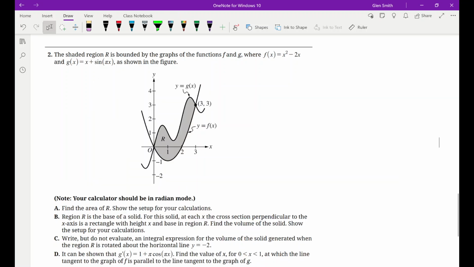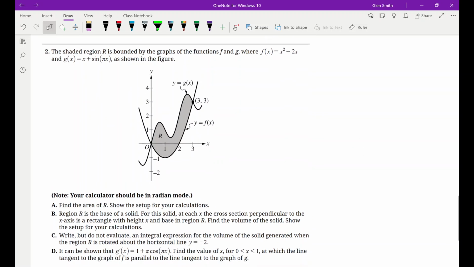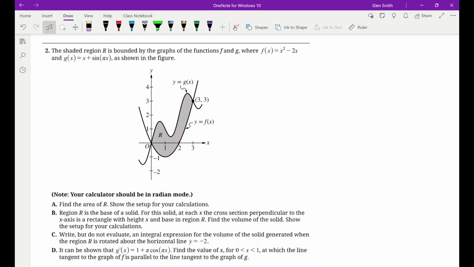Okay, we're back with number 2 here. And I'm just reading this for the first time, so let's see how I do as a calculus AP student. It says a shaded region R, I see you down there, very nice, is bounded by these graphs, F and G. Okay, it says find the area of R. So for A, the area is simply the integral from 0 to 3 of this top function, which they're telling me is g of x, minus the bottom function, which is f of x, dx.